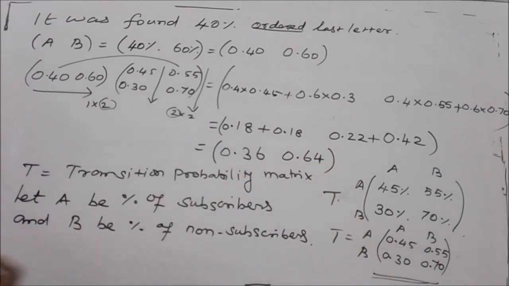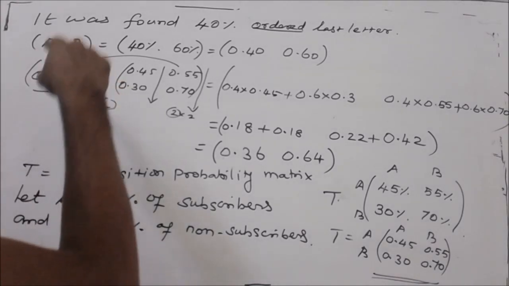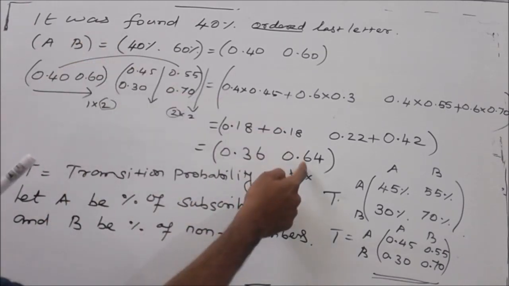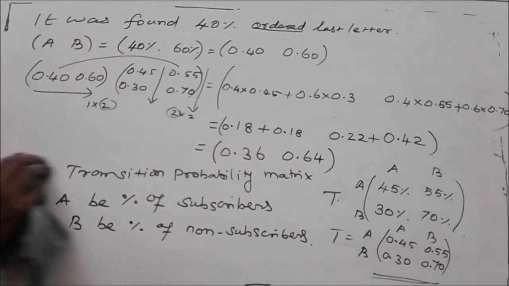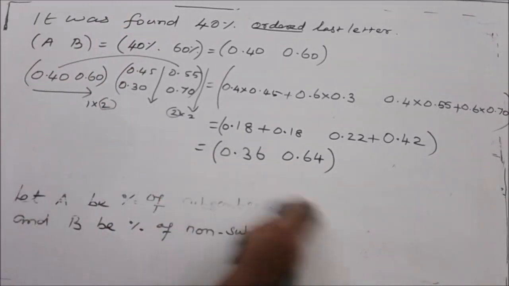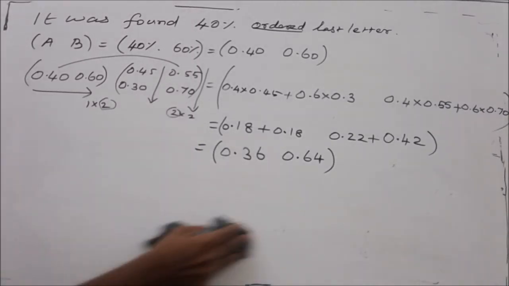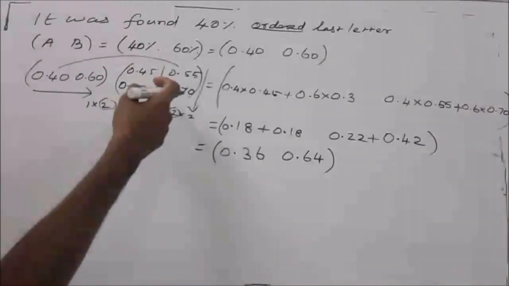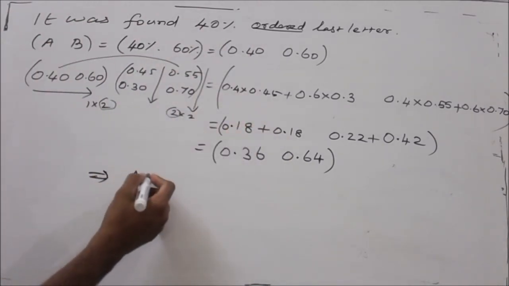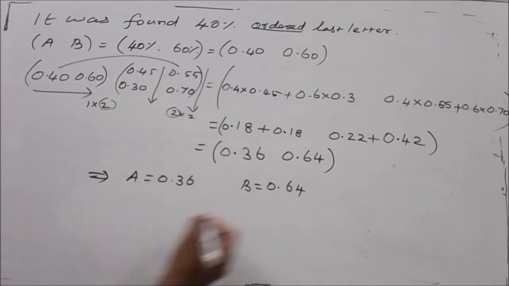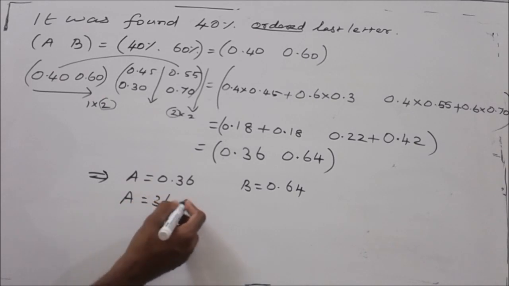Now converting to fractions, this will be equal to A and B. After applying this transition, A equals 0.36 and B equals 0.64. This implies that after the transition happens, A equals 0.36 and B equals 0.64. So A equals 36%.